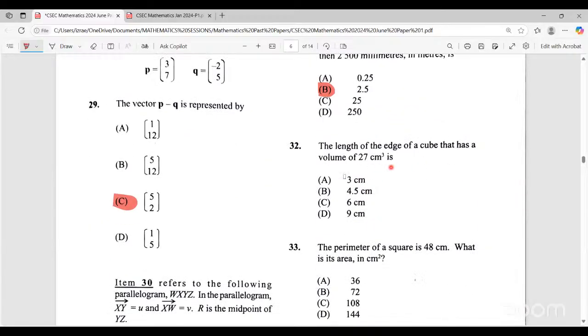Length of the edge of a cube that has a volume of 27 cm cubed. What will give 27? That's 3, because you know the volume of a cube is side by side by side. So 3 by 3 by 3 gives 27, right? So the side is 3.